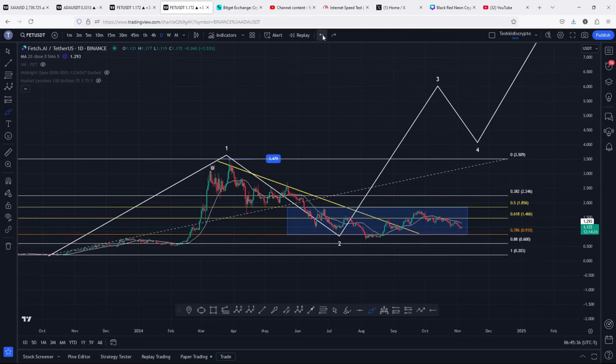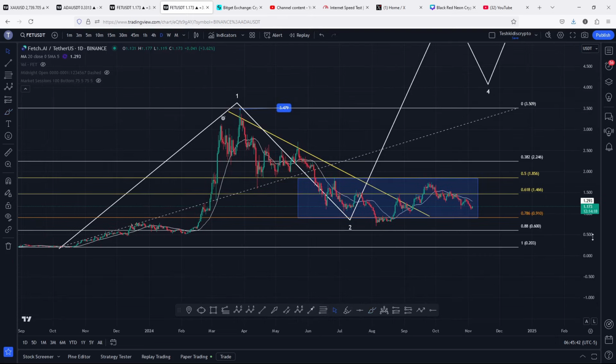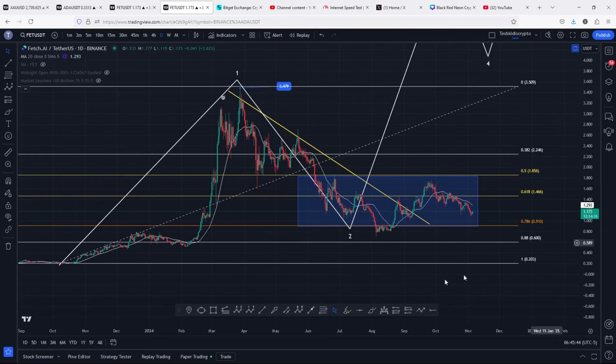But for that to play out, we need to see Fetch AI holding above the last line of support on the Fibonacci, which is the Fib level 0.88. So in case of any sudden pullbacks, losing significant areas of support and significant lows, the Fib level 0.88 that lies above the $0.6 needs to continue holding.